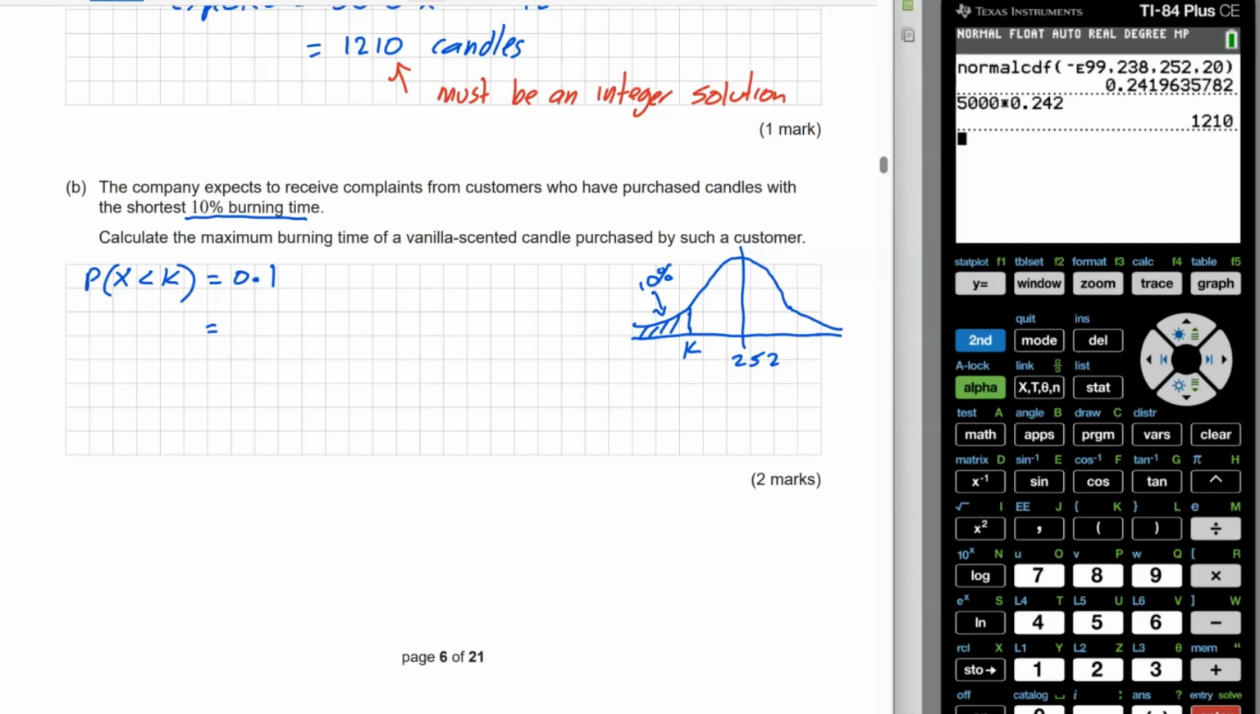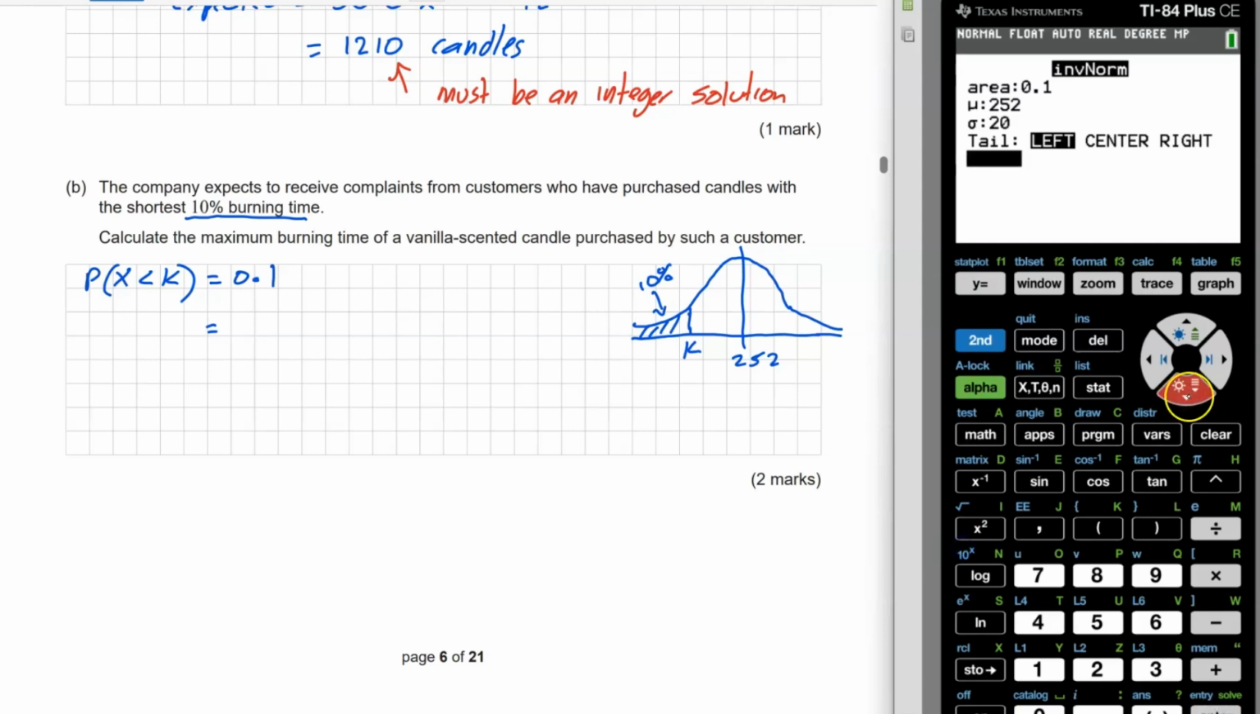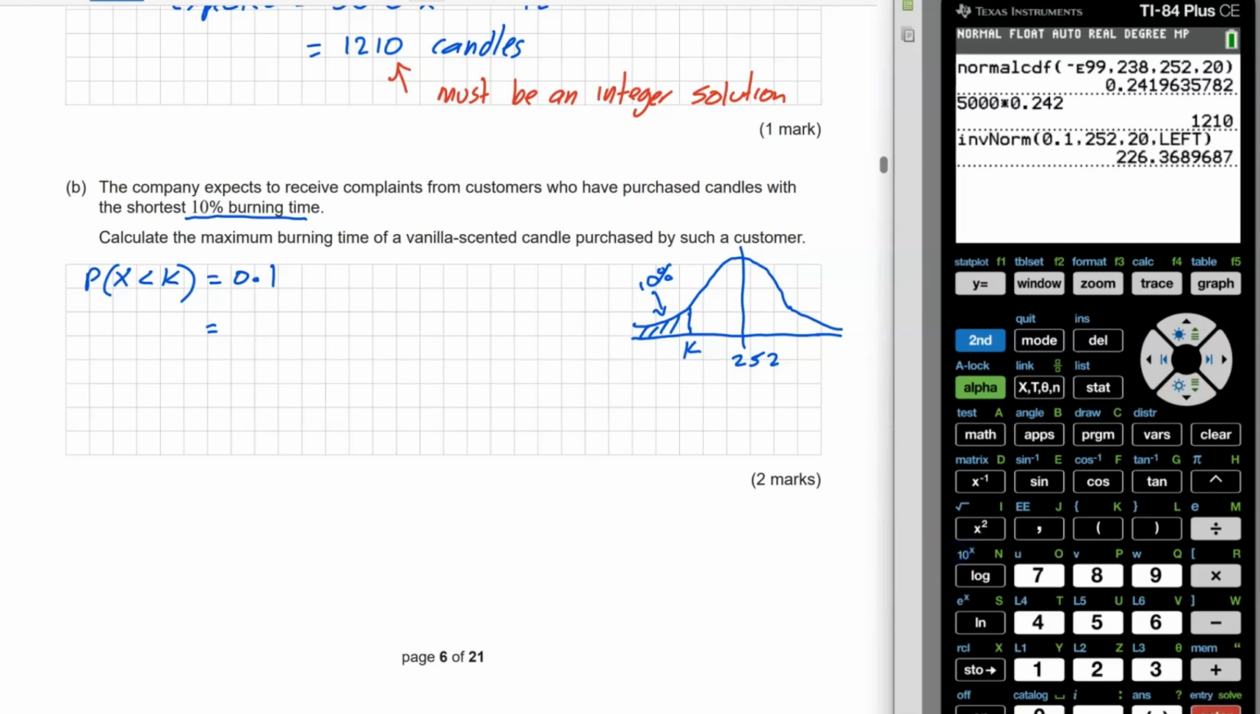Now this time when we go to our graphics calculator, we go second function distribution, but we want the inverse norm, so down to number 3. We're going to have an area of 0.1. The mean is 252, the standard deviation was 20, and we've got that left tail. And we get 226.37 minutes.